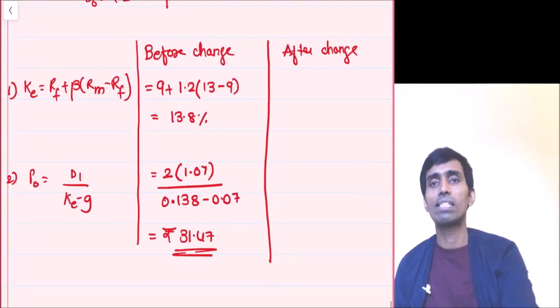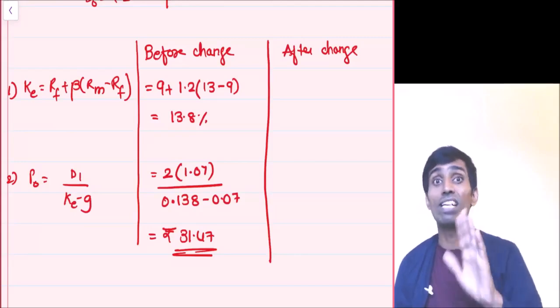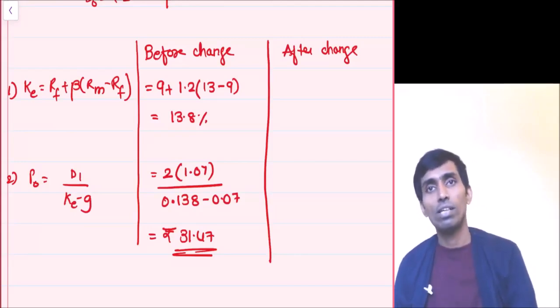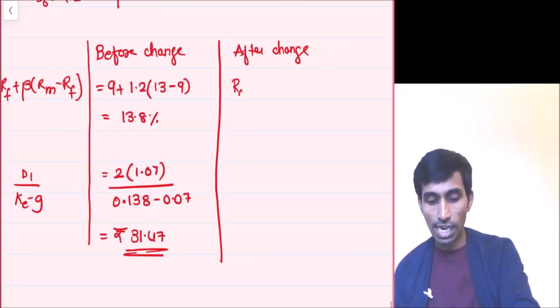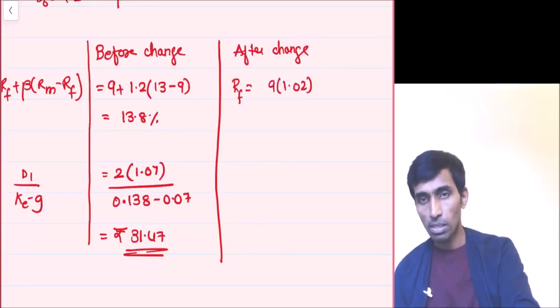Now going back, listen, when inflation increases by 2%, obviously inflation is included in the risk free rate. The risk free rate should adjust according to inflation. Fine. So RF would change. 9 into 2% growth means my new RF would be 9.18.